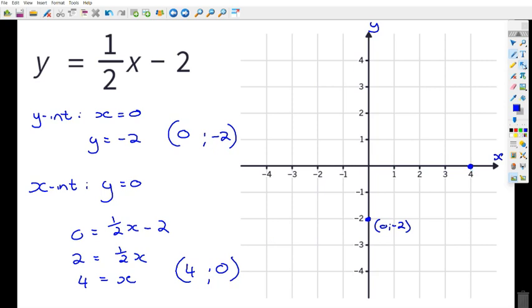Right, and then I can just draw my line straight through there. Boom, boom. Nice. Right, and then we also need to give our graph a name. So y is equal to half x minus 2. Alright, hoping that's making sense.